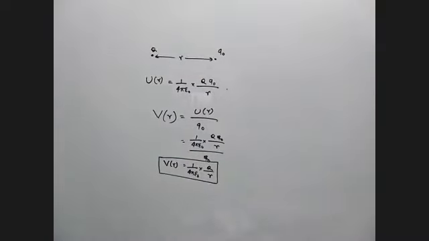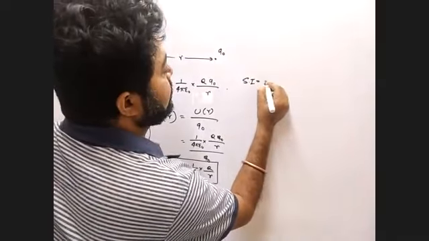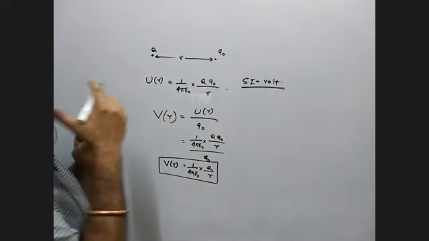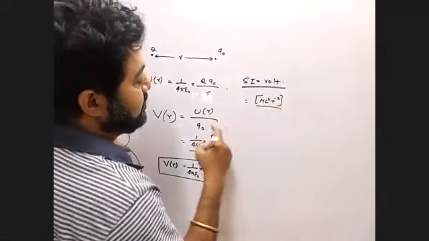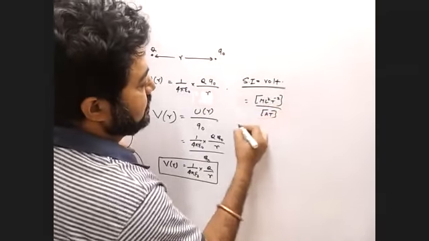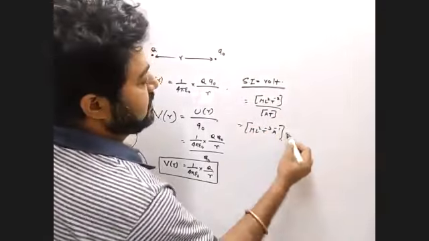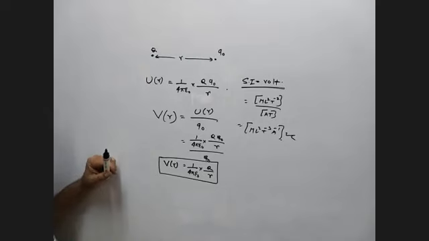So what is the SI unit of this potential? The SI unit of this potential is volt. And what is the dimension? Dimension is energy, meaning M L square T minus 2, by charge, that is A T. So we write M L square T minus 3 A minus 1. Done, everyone? Is it okay, everyone? Yes, sir.